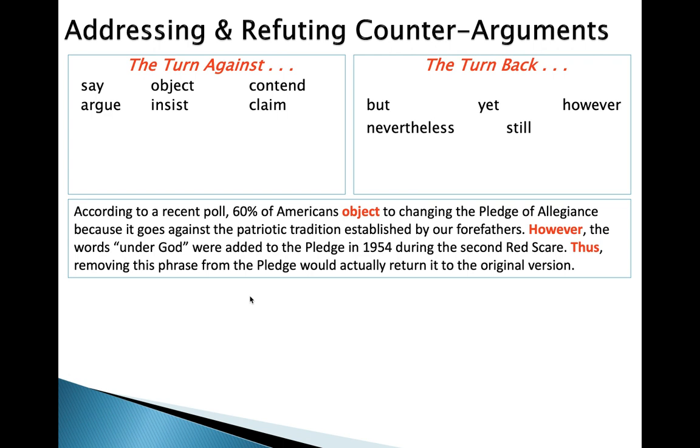So basically, while there are many good reasons to be against changing the Pledge of Allegiance by removing the words "under God," it going against the patriotic tradition established by our forefathers is not a particularly good reason. And here I can just shut down that kind of argument by providing evidence that the original pledge did not contain these words, and therefore removing them is actually more faithful to our forefathers' vision.